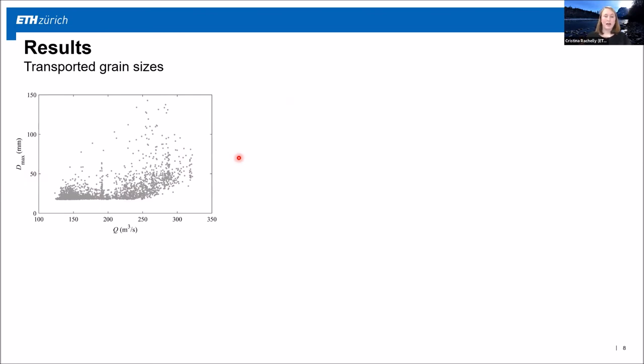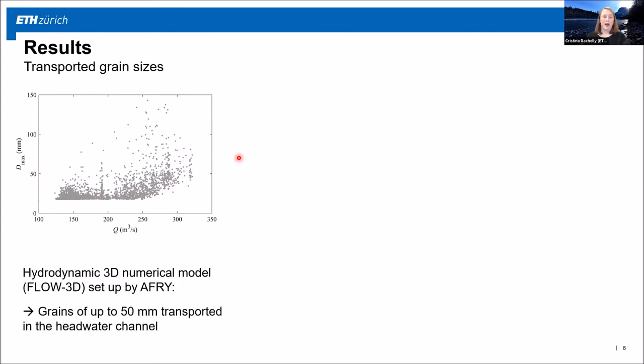We can validate this relation a bit with other data sources. We, for example, have a hydrodynamic 3D numerical model that was set up by AFRY, one of the industry partners, that simulates the hydrodynamic conditions at hydropower plant Schiffmühle. If we analyze the hydraulic conditions, they suggest that grains of up to 50 millimeters can be transported in the headwater channel for high flows, which fits our results reasonably well.